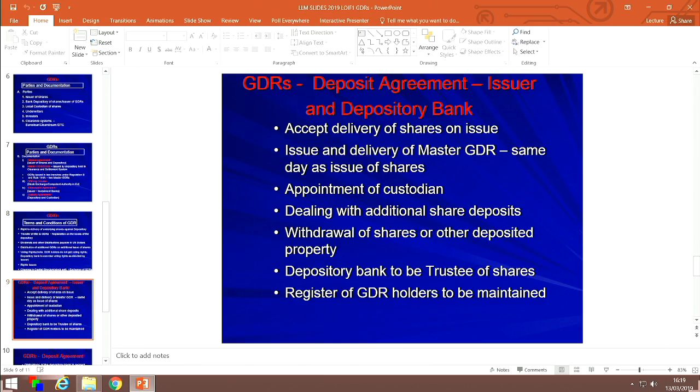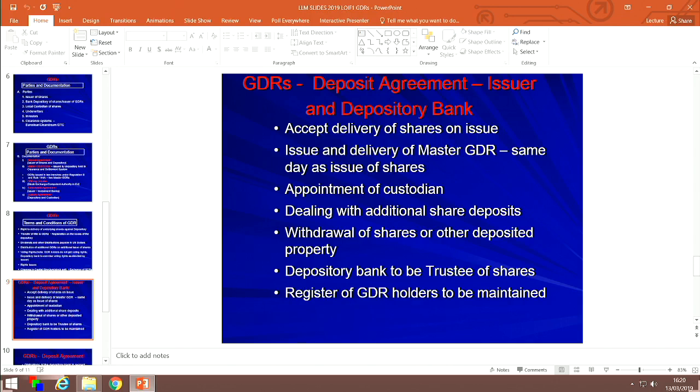Okay, the second obligation of the depository bank is, having accepted the shares on deposit, it must then issue and deliver a master GDR, or two master GDRs if it's being sold into the US as well as under Regulation S, on the same day as the issue of the shares. Where does it go, the two or one master GDR? Just like in a bond issue, it goes straight into the clearance systems.